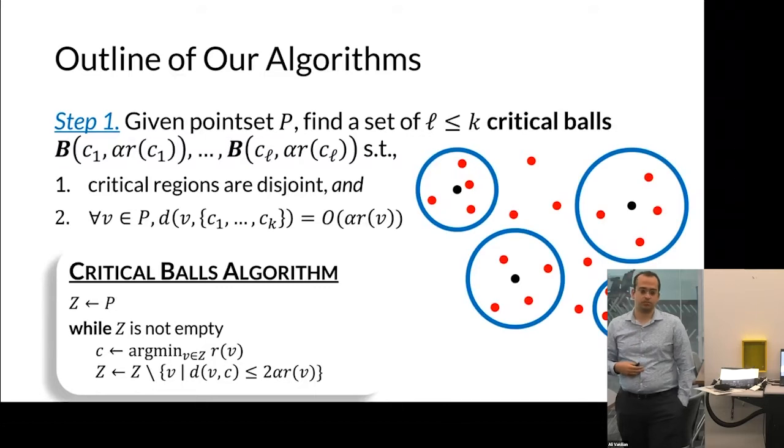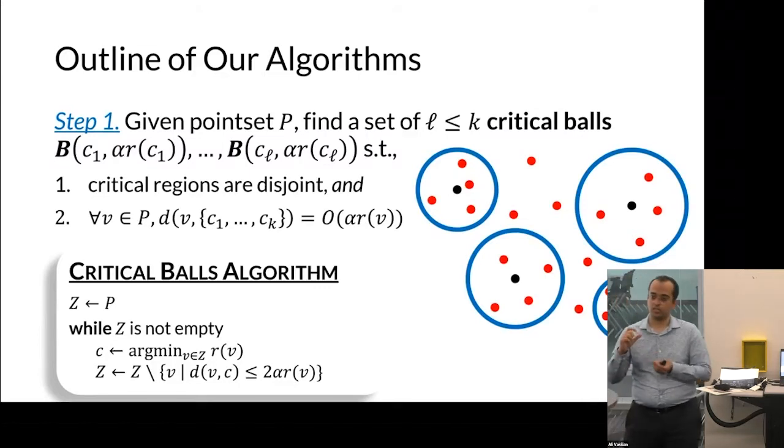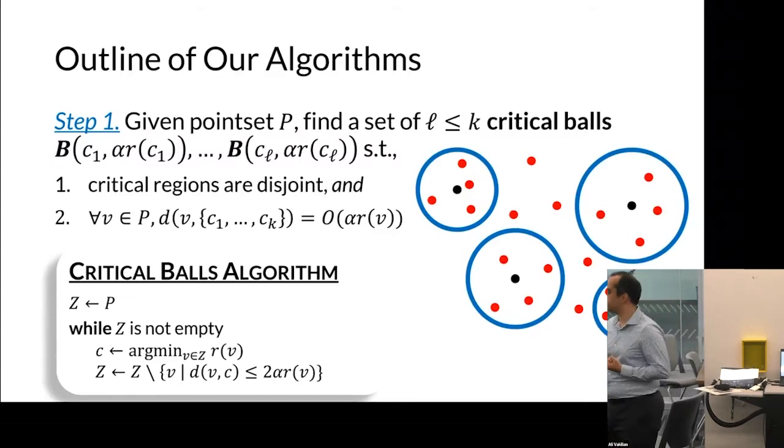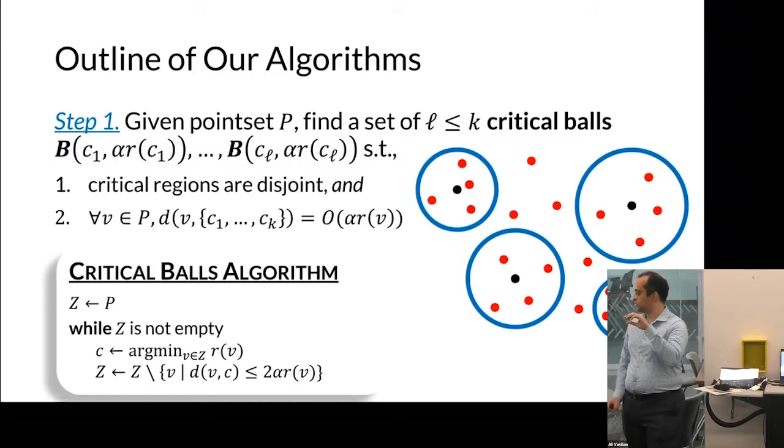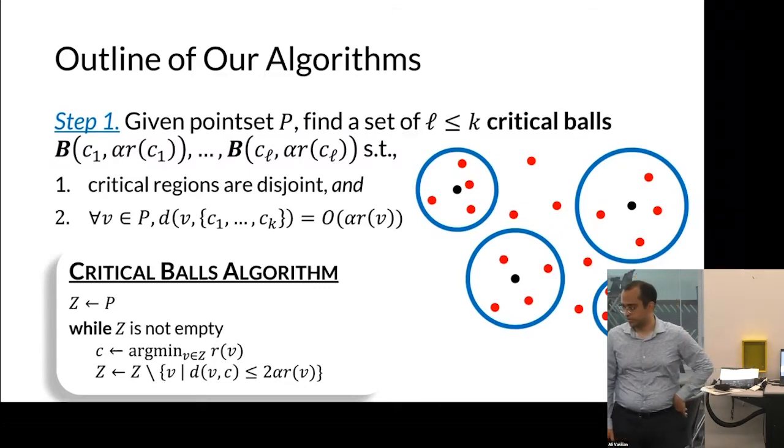The algorithm is also using the paper of Yuri and Kustian, the previous paper as well. The way it works is that we start with a set of points P, and we pick the point that has the smallest fair radius. Basically the densest one, the one that has the densest neighborhood around it. And then we remove all the points V such that the distance of V to this center C is less than 2 times its fair radius.